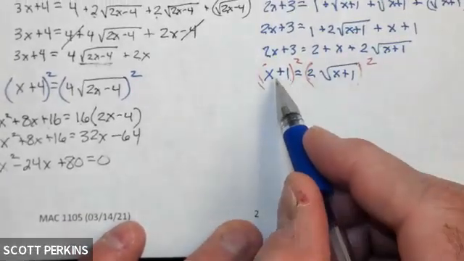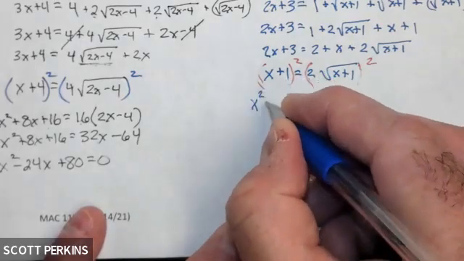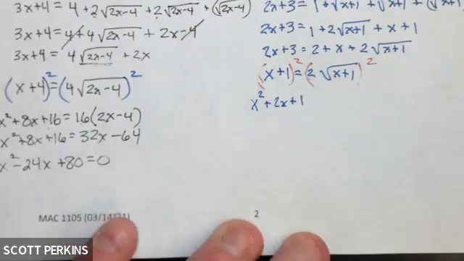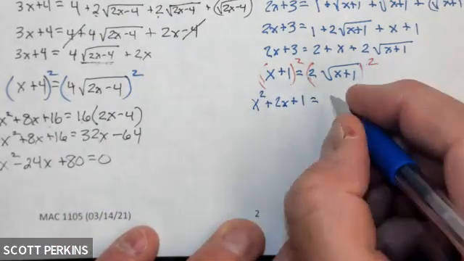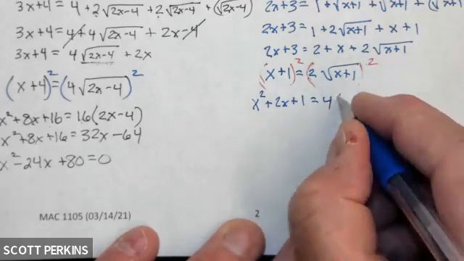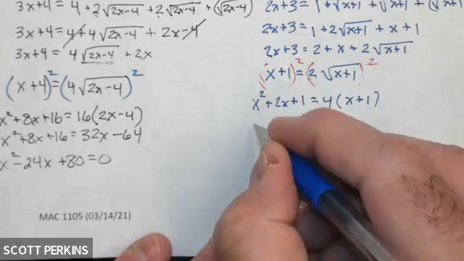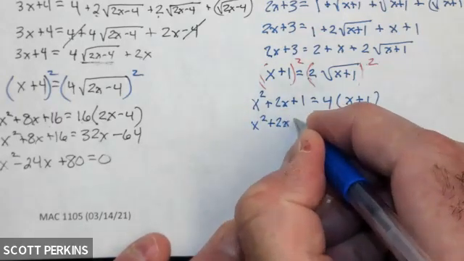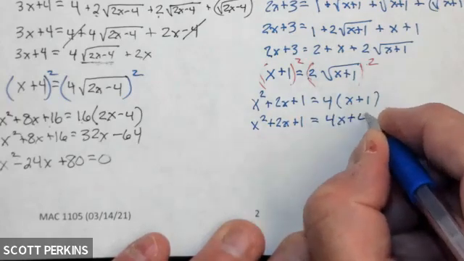So on the left side of this, x plus 1 squared is x squared plus 2x plus 1. That's what you should get when you FOIL that. On the right side, 2 squared is 4. And then the square root of x plus 1 squared is x plus 1. So I have x squared plus 2x plus 1 on the left, and then 4x plus 4 on the right.